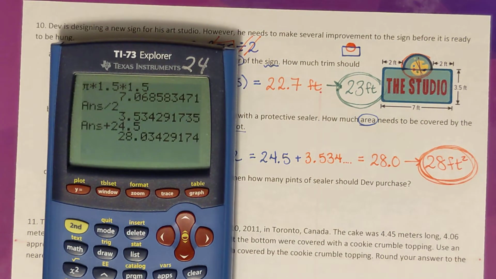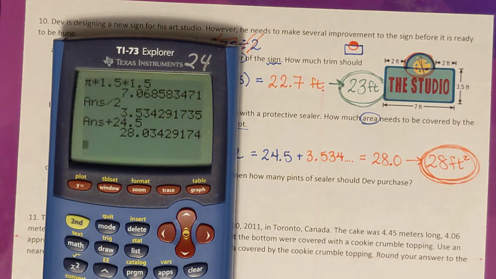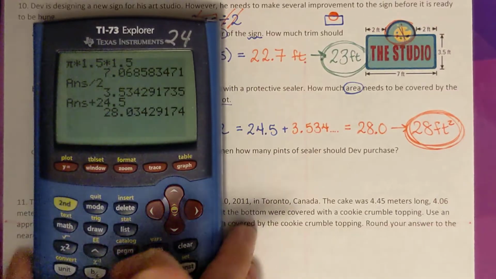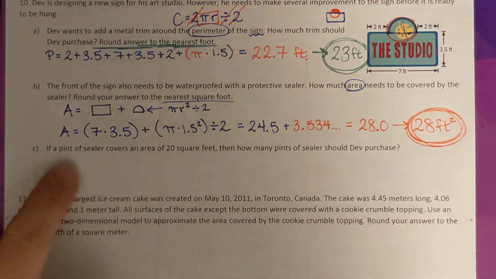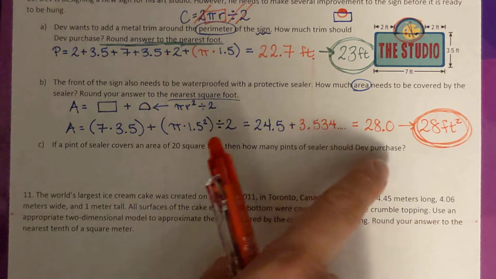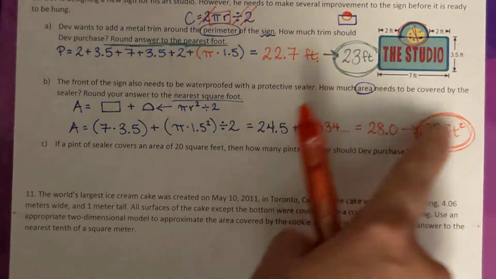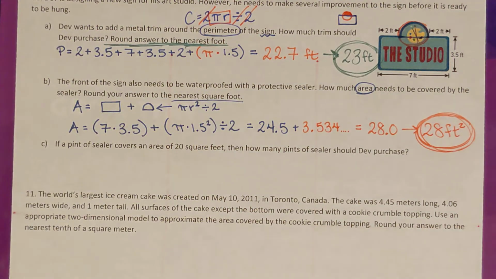So 28 feet squared. Okay, the next thing that they ask you for, the one underneath that, is they want to know if 1 pint of sealer covers an area of 20 square feet, how many pints do you need to cover this much? So is 1 can that only covers 20 enough to cover 28 feet? Hopefully you said no.